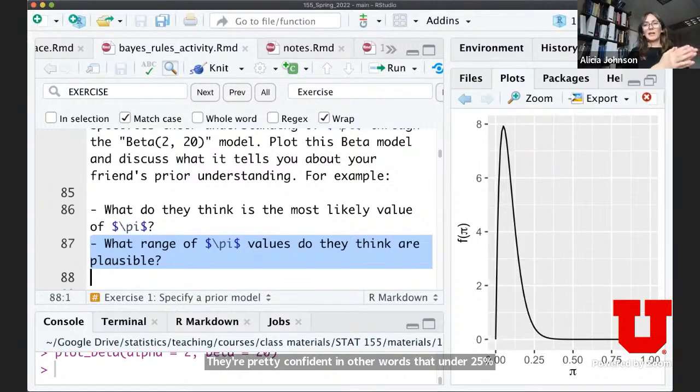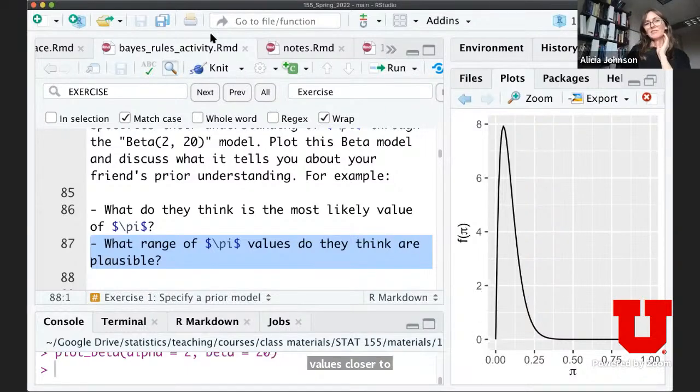So again, the prior reflects what we think is the most plausible value for pi and our uncertainty in that, so what's a range. Here I would say our friend is pretty certain. Pi could be anywhere from 0 to 1, technically, but their understanding of pi is pretty squished, or specific, and focused on these lower values, closer to 0. Any questions about that before moving on?